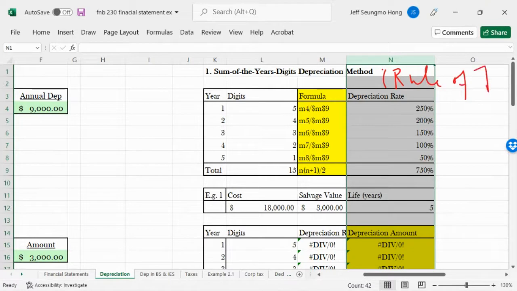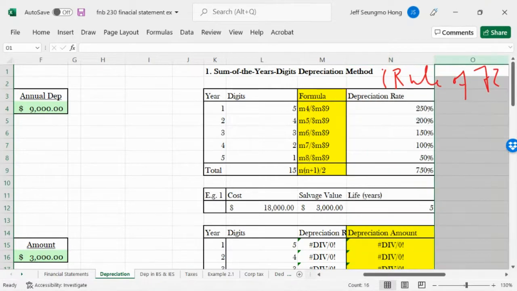It's also called rule of 72. Why is it called rule of 72? I'm going to get to that later.